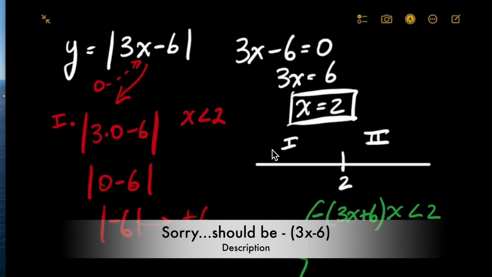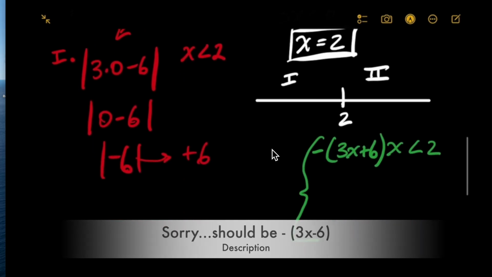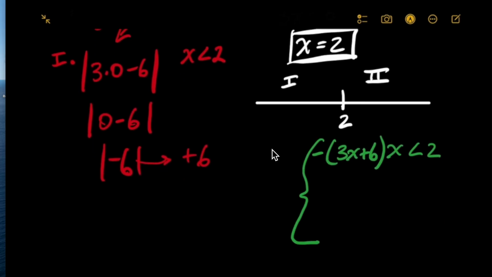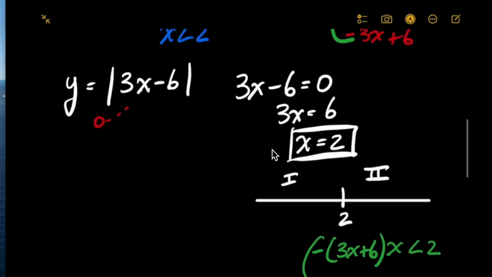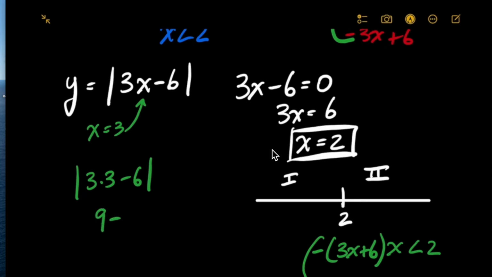Now we're going to evaluate zone 2. So in zone 2, we're going to pick a value of x which is greater than 2. So let's use x equals 3. If we plug in x equals 3 into the original equation, we would get 3 times 3 minus 6, 9 minus 6 equals positive 3, absolute value, and the final result after you pull it out of the absolute value is positive 3.